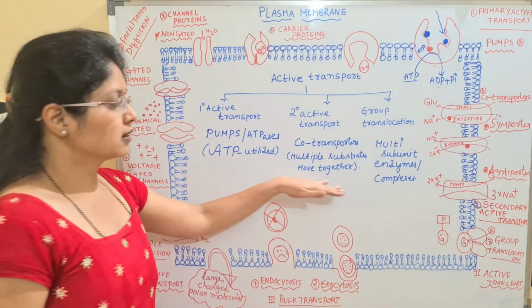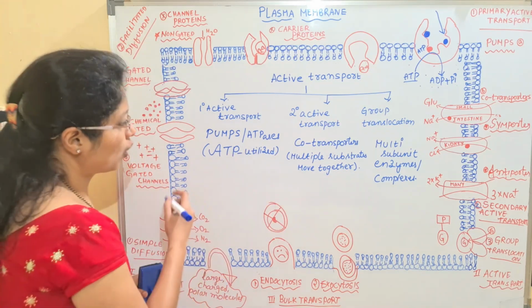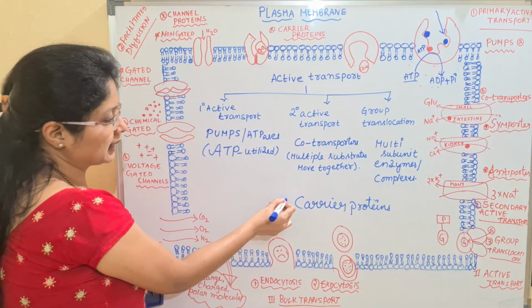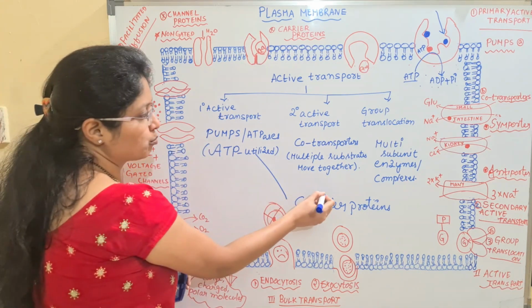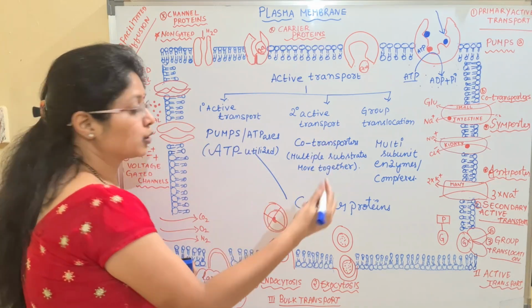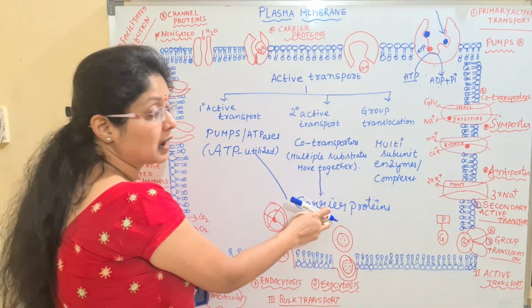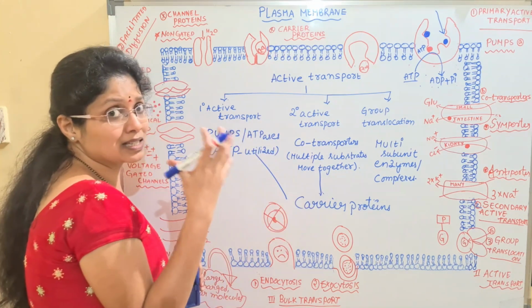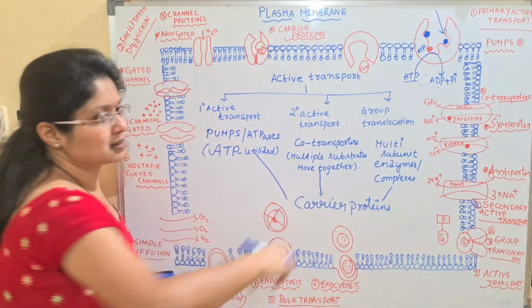So this is regarding each transport system and their proteins. All these are carrier proteins. Carrier proteins which take the help of ATP are renamed as pumps. Carrier proteins which are mainly associated with more than one molecule, we call co-transporters. Carrier proteins which are associated with many enzymes and proteins, forming a complex protein subunit for entry of molecules, we call multi-subunit enzyme complexes.